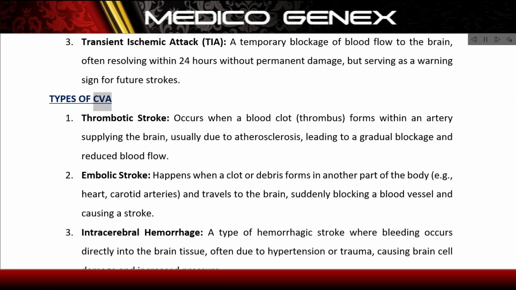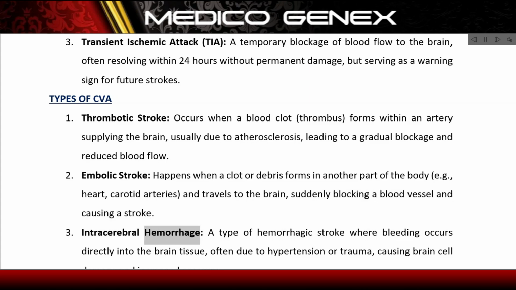Types of CVA. Thrombotic stroke occurs when a blood clot, thrombus, forms within an artery supplying the brain, usually due to atherosclerosis, leading to a gradual blockage and reduced blood flow. Embolic stroke happens when a clot or debris forms in another part of the body, example heart, carotid arteries, and travels to the brain, suddenly blocking a blood vessel and causing a stroke.